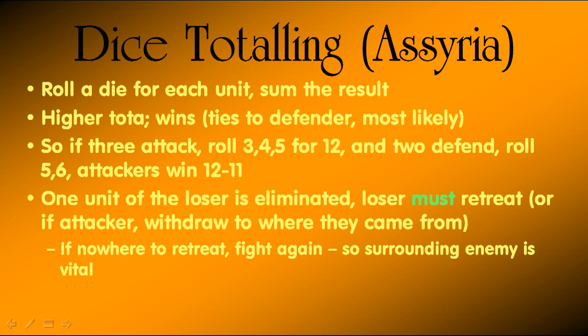1 unit of the loser is eliminated. The loser must retreat, or if the attacker, they have to withdraw to where they came from. If there's nowhere to retreat, you fight again, so surrounding an enemy is very important in this method. It's possible for 1 army to defeat 2 in this situation, but it's quite unlikely. So we reduce the standard deviation. Also, this method is for games where generally there won't be more than 2 or 3 armies in a particular place.